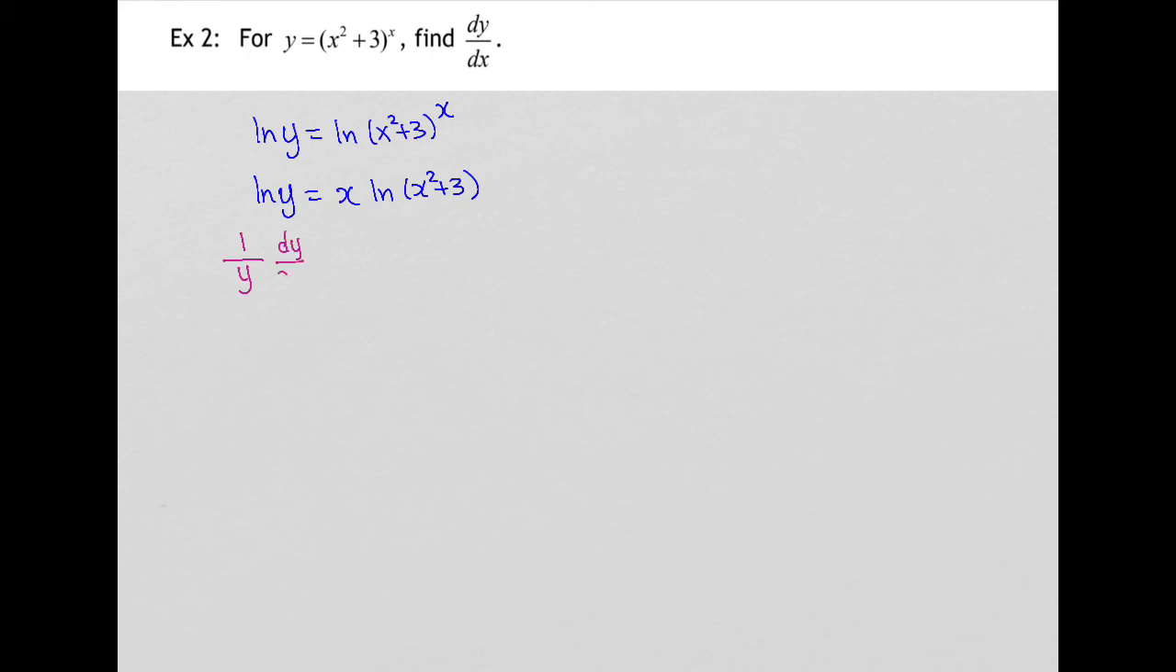So we say dy over dx, which is, now, this is also a product rule. So differentiation of x, which is 1, times by ln x squared plus 3, plus x times by differentiation of the v, which is inside a log function. So you put the function in the denominator, and differentiation of this goes on the numerator. Now that's simplified it.